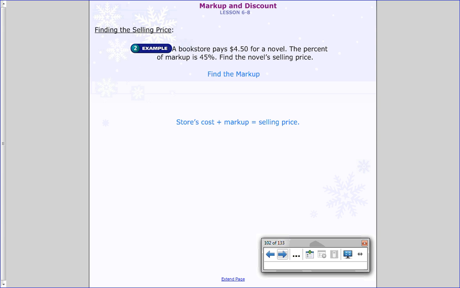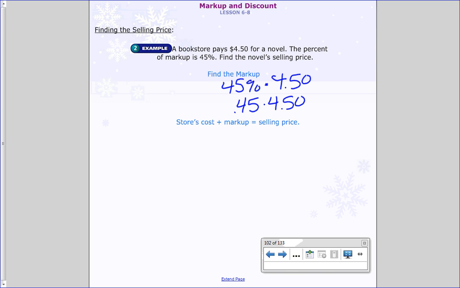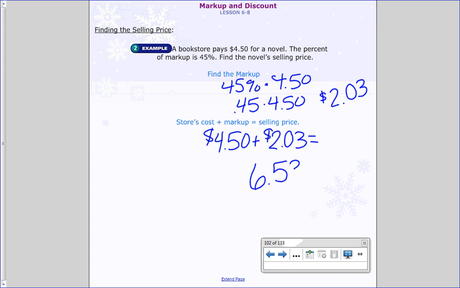So here we go. A bookstore pays $4.50 for a novel. The percent of markup is 45%. Find the novel's selling price. So again, start by finding the markup. 45% of $4.50. So if you multiply that together, 0.45 or 45 hundredths times $4.50, you get about $2.03. All right, so that's how much you pay in markup. But now we have to find the selling price, which the store cost is $4.50. The markup is $2.03. Add that together, and you get $6.53. That's how much the store would charge for that book.